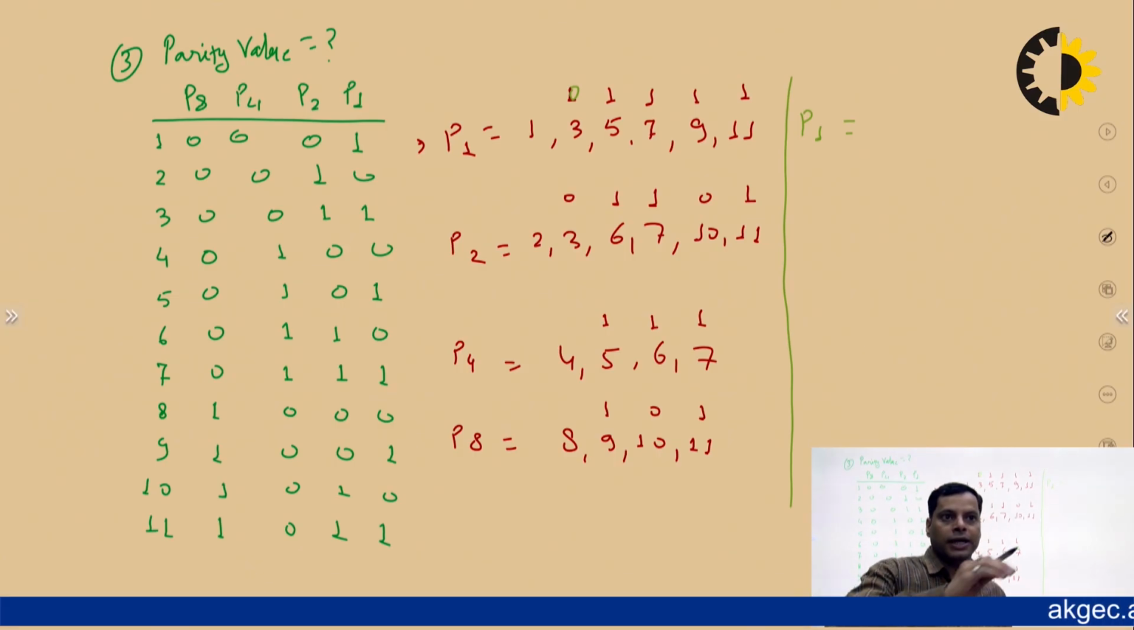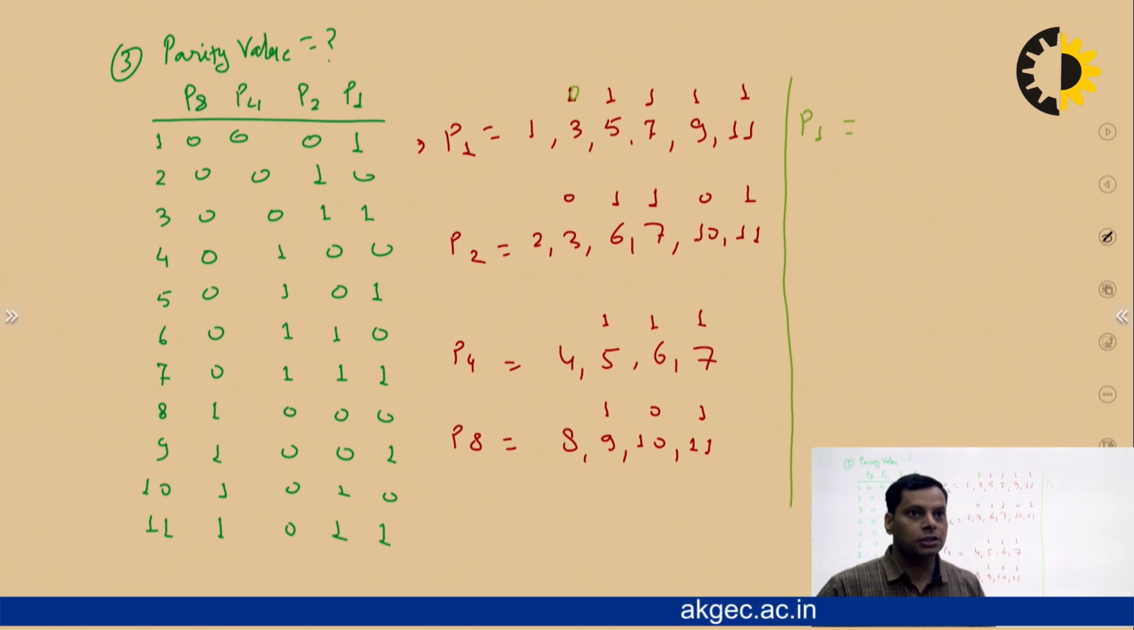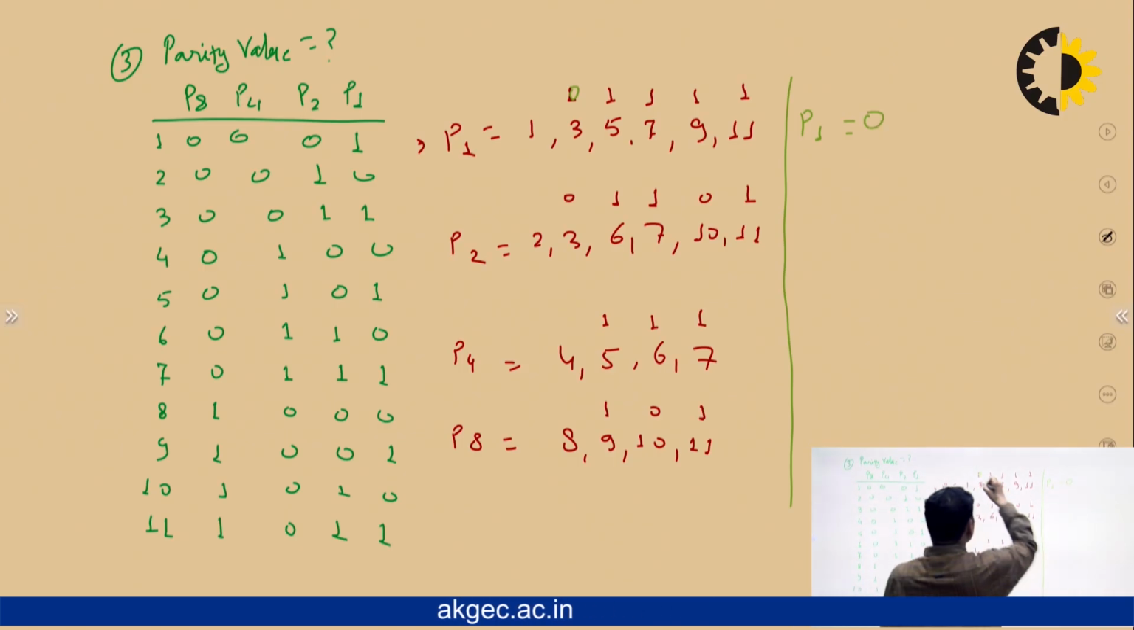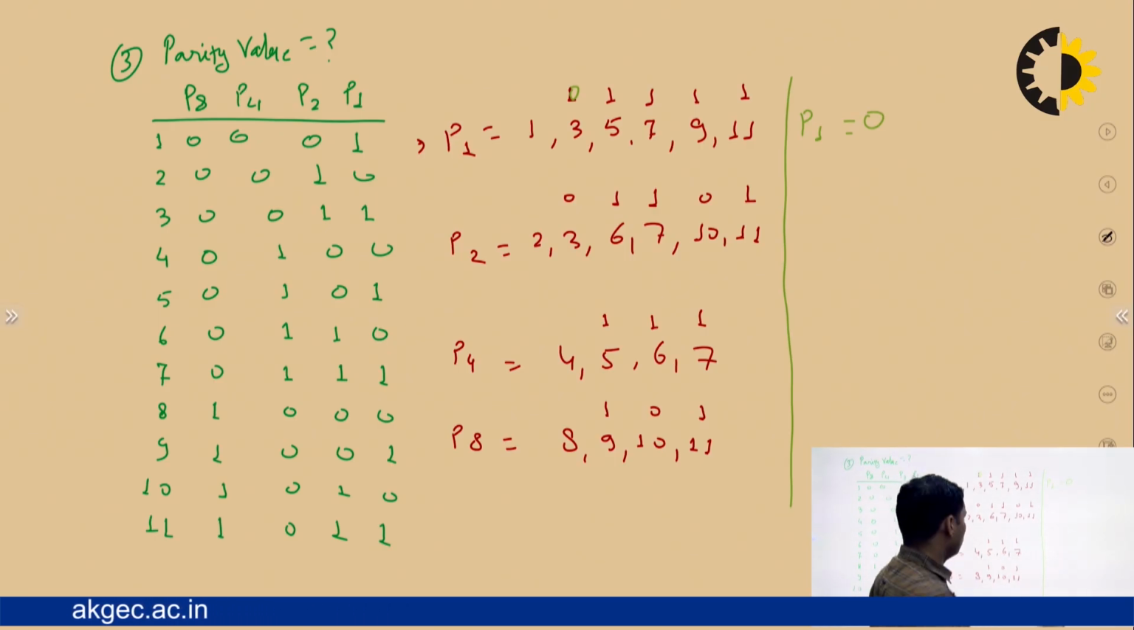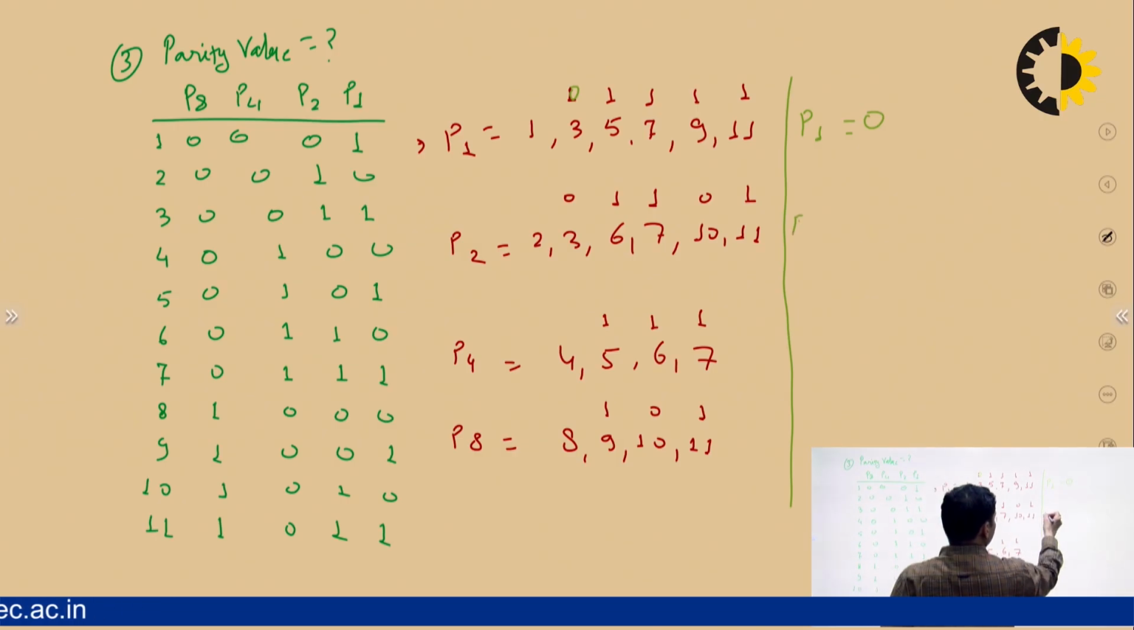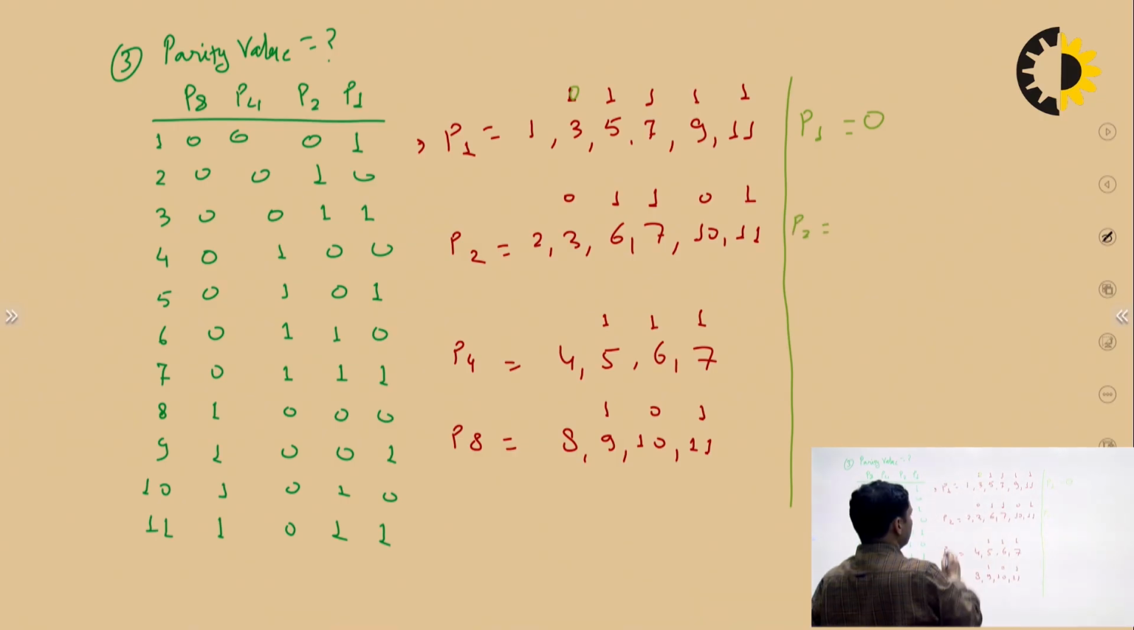Even parity says that the total number of ones should be even, while in odd parity the total number of ones should be odd. So in this case the total number of ones will be even, so P1 will be 0 here. If we add 1 here, then it will become odd, which is wrong as per the given method. So it is 0.